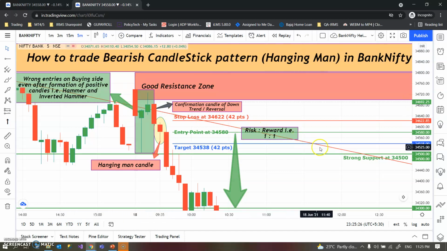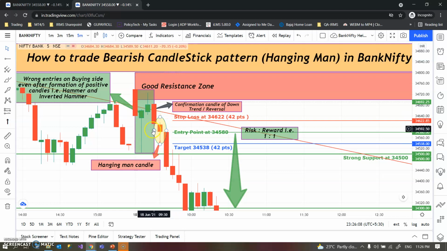We can see the candle is formed at the trend line which is resisting and also at the resistance zone. We can see clearly that this particular candle itself is confirming the reversal trend. Why? Because this is a big bearish engulfing candle which has completely engulfed this inverted hammer. For risky traders or those who have experience, they can enter after the completion of this particular candle itself, and those who are new traders or do not have experience, they can wait for the formation of the next candle.